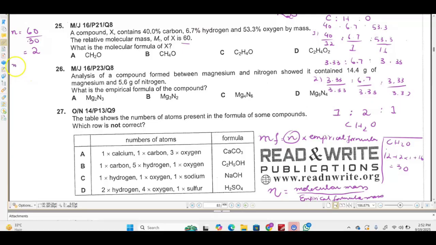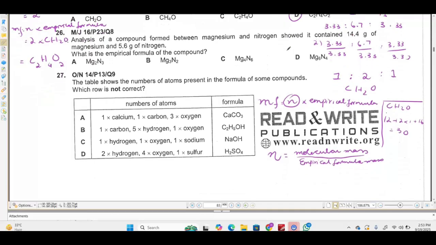Now to find the molecular formula, this value times the empirical formula. So 2 times CH2O. So 2 times C is C2. H has 2 already, so 2 times 2 is going to be 4. And oxygen also didn't have anything, so 1 multiplied by 2 is 2. So this is the molecular formula: C2H4O2. D is going to be our correct option for this.